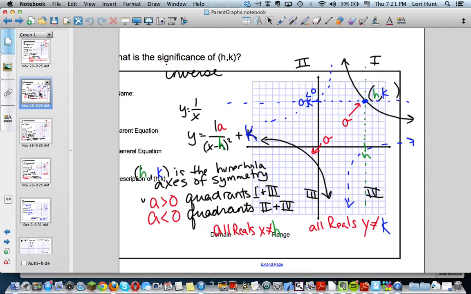The other parent graph that we talked about was the inverse. Y equals 1 over x. That turned out to be a hyperbola. And so it was just a graph of two curved lines. And of course, if you messed around with a, h, and k, they had the same effect. A changed how far apart it was, h moved it left or right, k moved it up or down.